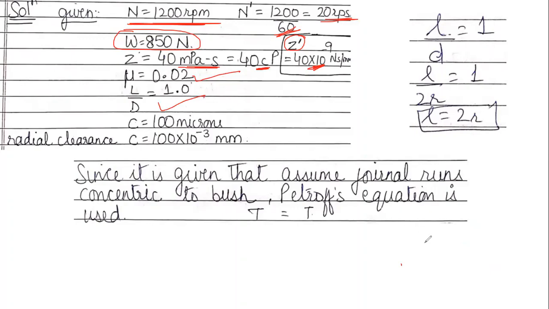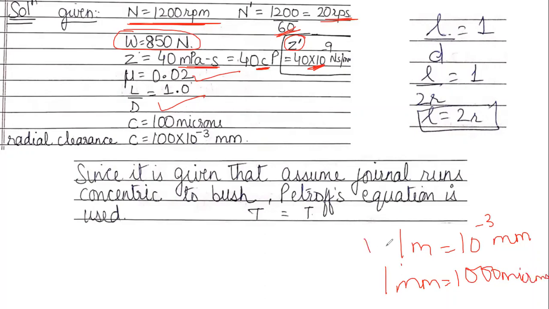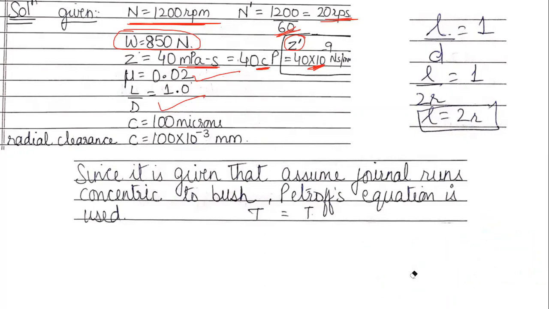Clearance is given 100 microns. 1 micron is equal to 10 raised to minus 3 mm, or 1 mm is equal to 1000 microns. Whichever you can remember, you should remember that. But this one is easy. 1 micron is equal to 10 raised to minus 3 mm, right? So 1 micron is 10 raised to minus 3 mm, then 100 microns is 100 into 10 raised to minus 3 mm.